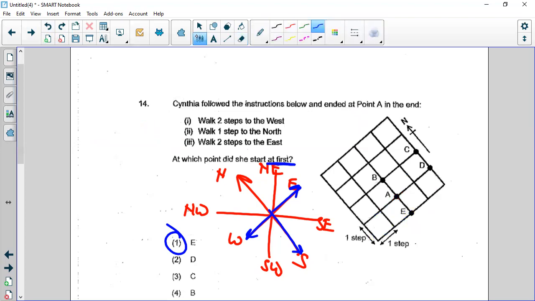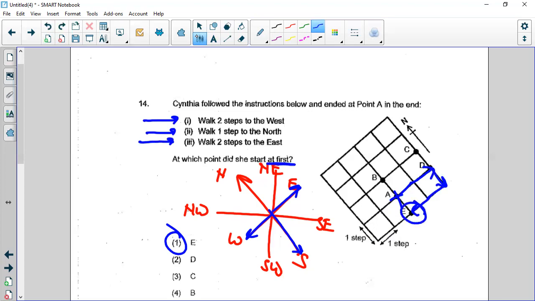So you start from here, right? He was at point A. So 2 steps to the west become 2 steps to the east. Where's your east? So 1, 2, it's here, right? And then what happened? 1 step to the north will become 1 step to the south. So here. And then walk 2 steps to the east become west. So it's still point E, right?